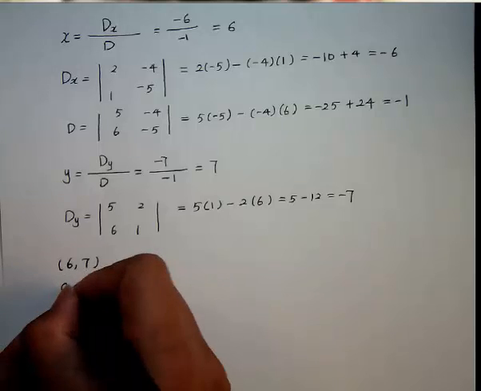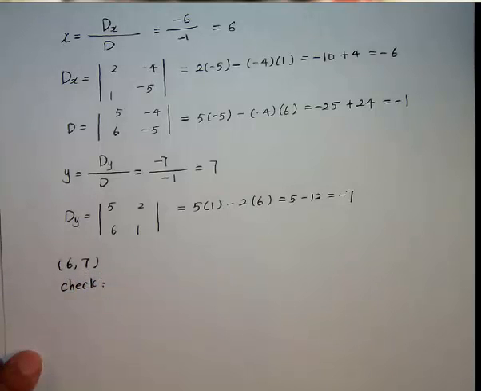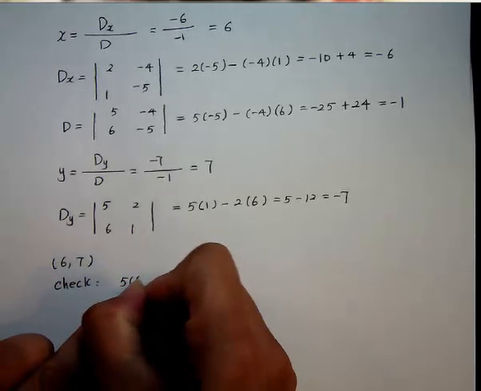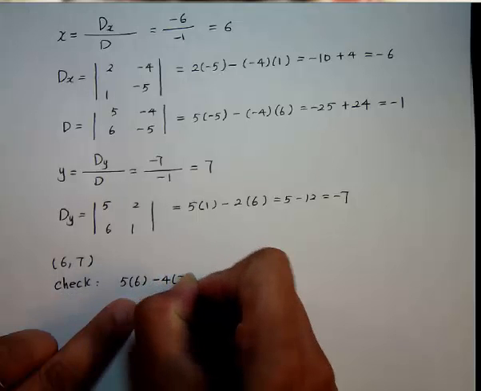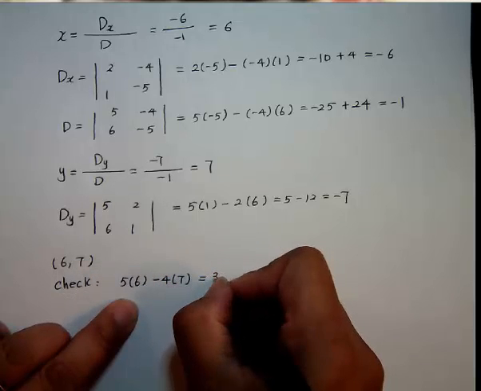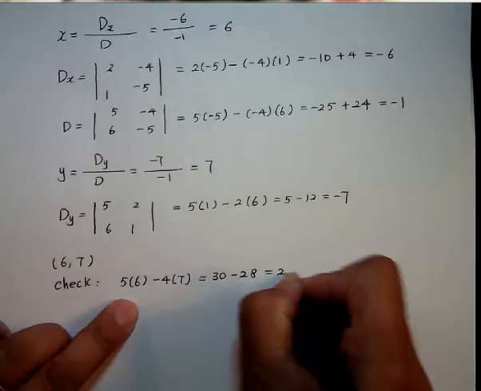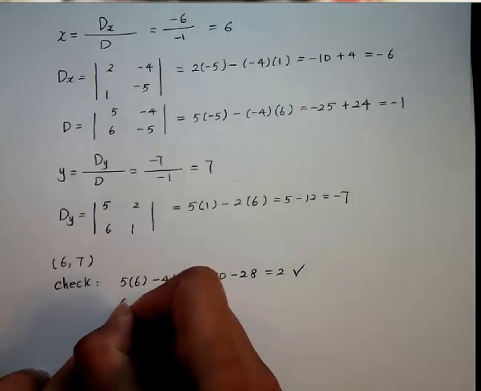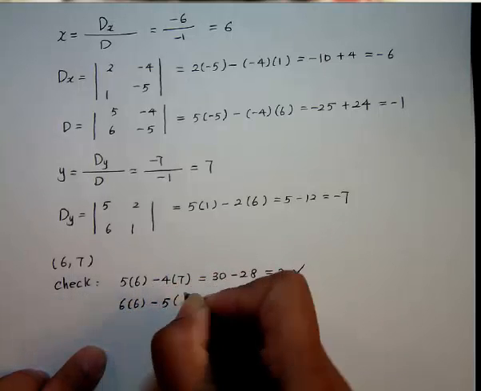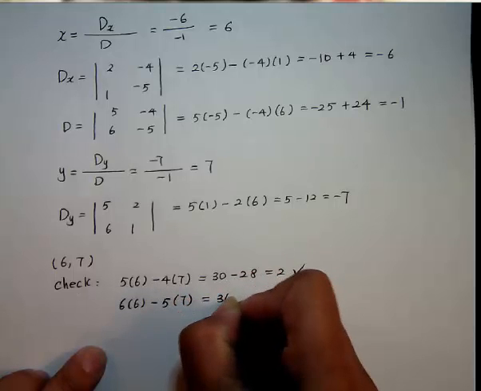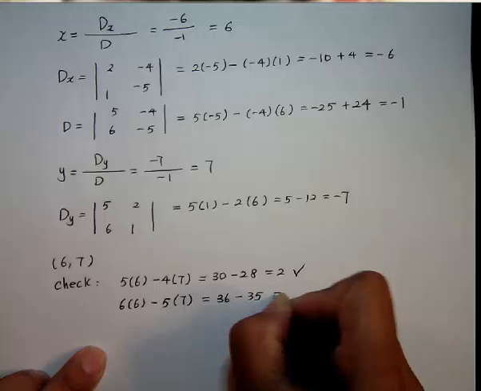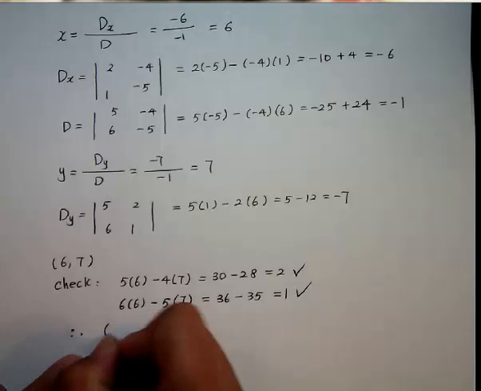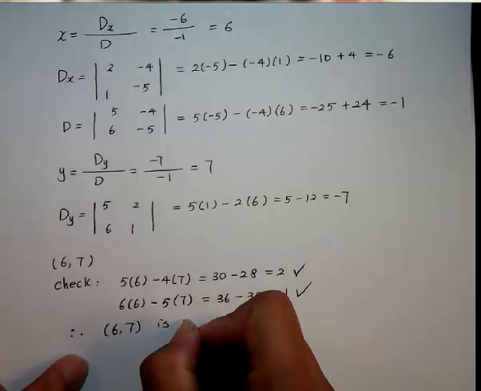Let's check. By substituting them back into the original equations, 5x minus 4y, that is 30 minus 28 equals 2. That's correct. And let's take a look at the second one. 6 times 6 minus 5 times y, that's 36 minus 35 equals 1. That's correct. Therefore, 6, 7 is the solution.